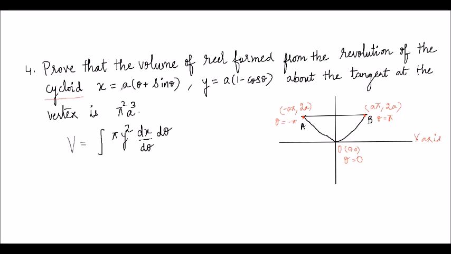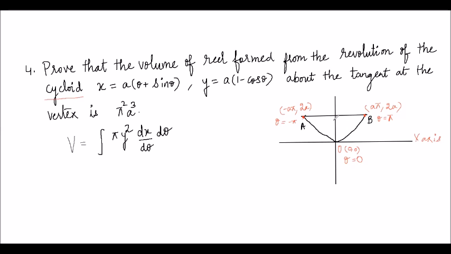We can check it from these equations that if we put theta as pi, x will come as a pi. And if we put theta as pi, y will come as 2a. So this distance y is 2a. It is the same for both of these points A and B. And for these points A and B, theta will vary from minus pi to pi. And the axis of revolution is the x-axis.